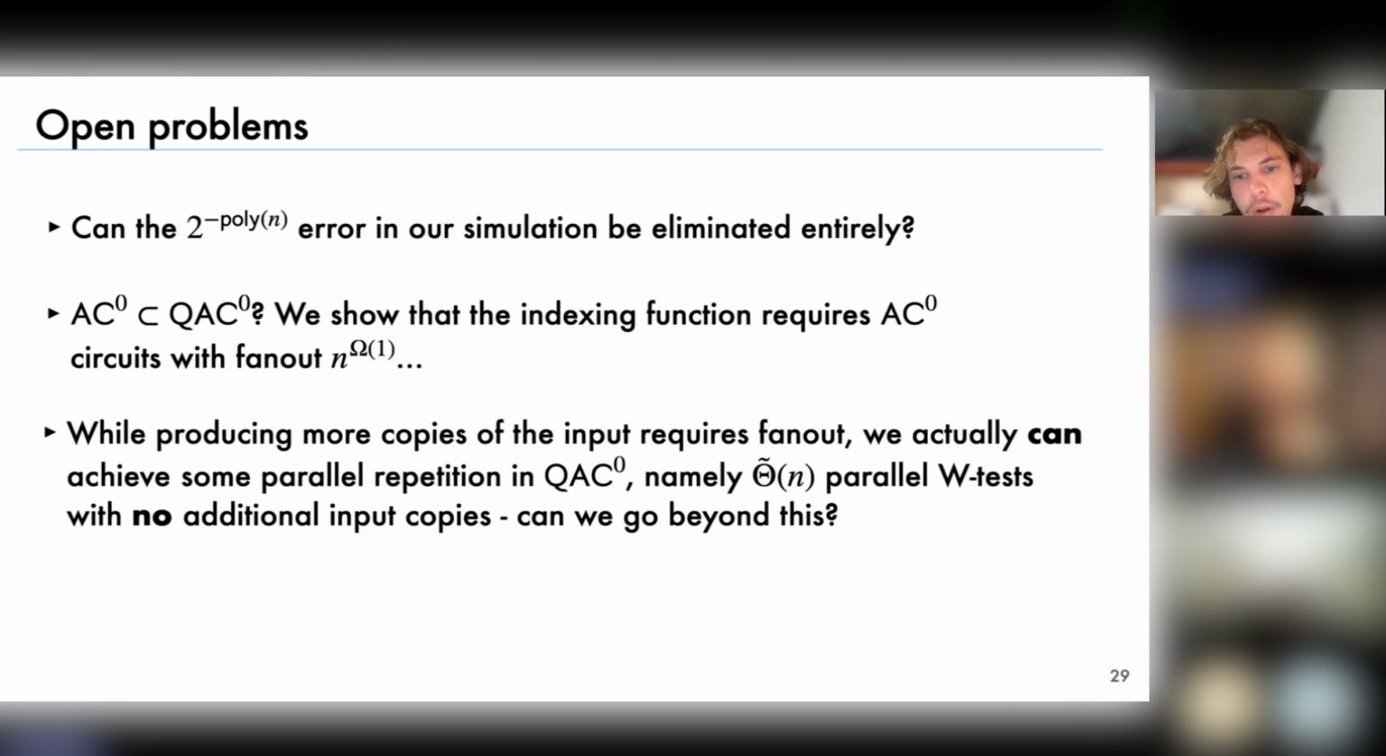And indeed, if you could go from n here to n squared, then you would have shown that QAC0 can compute parity. So I think a really interesting direction is to ask to what extent the parallel repetition we achieve can be boosted to some better polynomial, and maybe even hopefully to n squared.